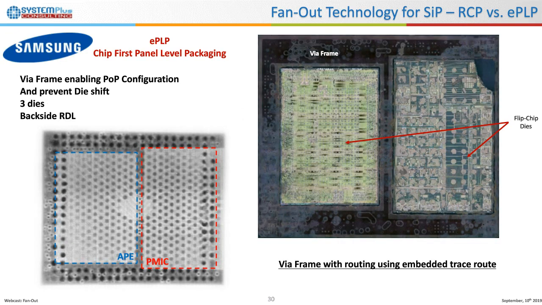In wearables, where the Z height of a device is the main constraint, Samsung has decided to use a fan-out process for the integration of its application processor with a PMIC in the same component in PoP configuration. With a thickness of around 0.2, the packaging is realized at panel level using, again, a via frame for the PoP feature. But Samsung decided to add another capability to this via frame. Indeed, the via frame has a routing capability, and the packaging also has backside RDL.